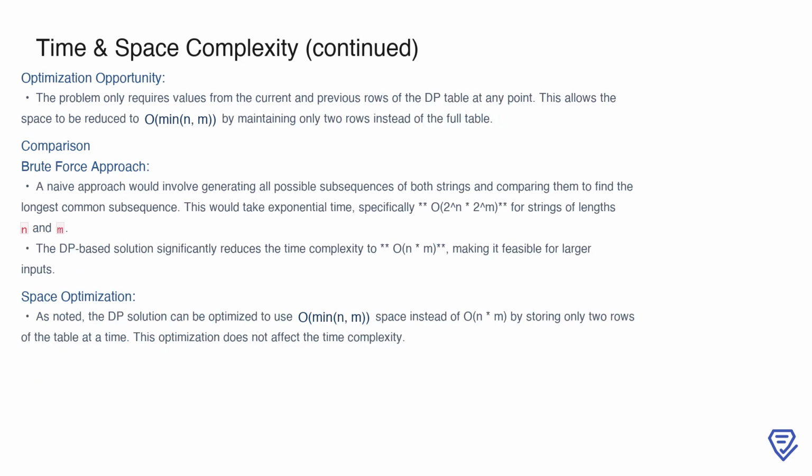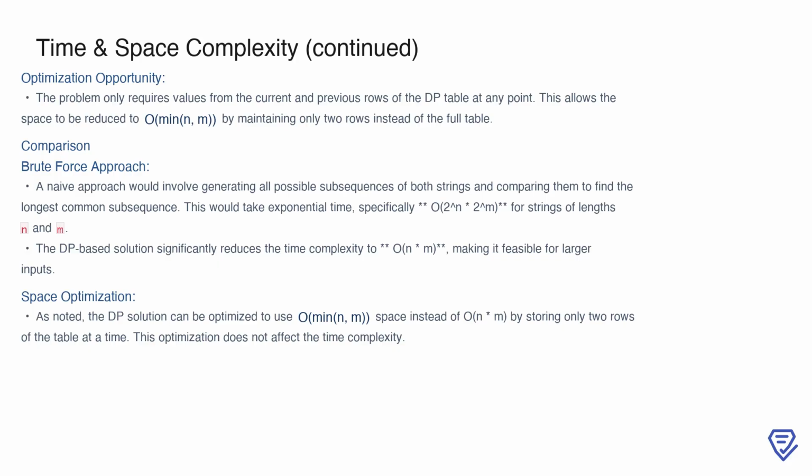This solution can be further optimized in terms of space usage. While the full DP table has a space complexity of O(n * m), the problem only requires access to the values from the current and previous rows of the table at any given time. This means we can reduce the space complexity to O(min(n, m)) by maintaining only 2 rows instead of the entire table. Comparing this optimized approach to a brute force solution highlights the efficiency of dynamic programming.